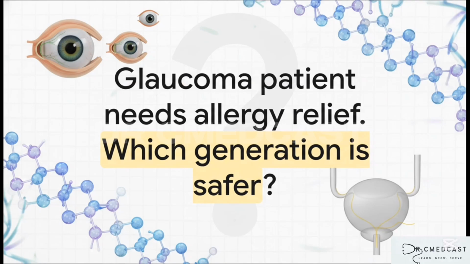And to wrap this all up, let's end with a clinical scenario. You have an elderly patient who has both glaucoma and problems with urinary retention. They come to you with terrible seasonal allergies. Which generation of H1 antagonist is the safer choice here, and why? Think back to those anticholinergic effects we discussed. Working through a question like this is what really solidifies these concepts and prepares you for practice.